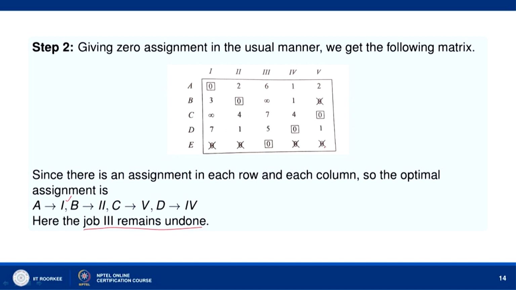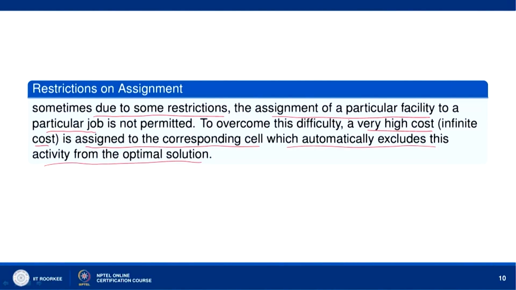So, here we have considered a problem where due to some restrictions the assignment of a particular facility to a particular job is not permitted. So, in such cases we assign a very high cost to the corresponding cell, and that excludes this activity from the optimal solution. So, that is how we tackle such kind of problem where restrictions on assignments are given.